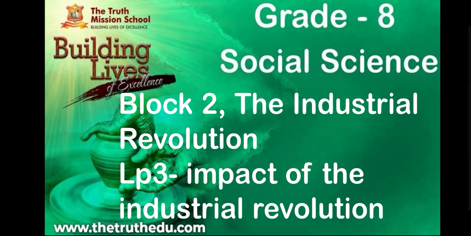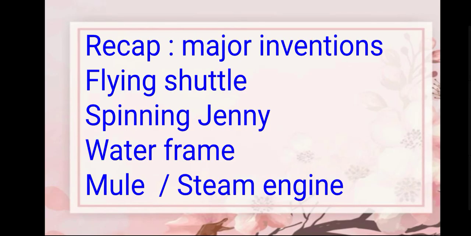We are continuing the lesson plan after a few days, so we need a recap before starting our lesson. To start our lesson, you need your content book, workbook, and stationery that is required. So, do you remember what we had learned in the previous lesson plan? We have read about major inventions such as flying shuttle, spinning jenny, water frame, mule, and steam engine. And all these inventions had been done due to the Industrial Revolution.